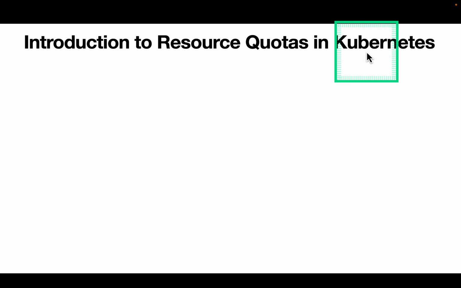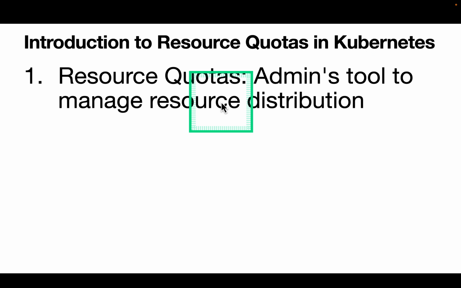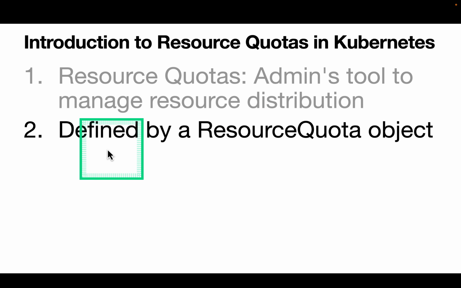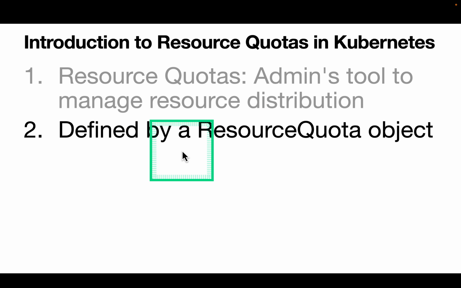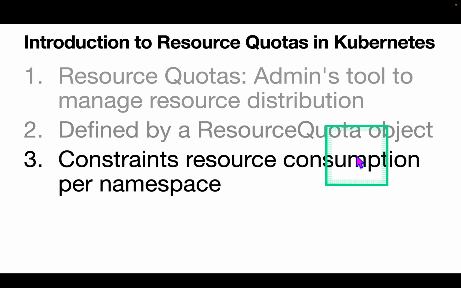Introduction to resource quotas in Kubernetes. Resource quotas are used to prevent one team from using more than its fair share of resources. These are defined by a resource quota object in Kubernetes. It sets constraints that limit the total resource consumption per namespace.